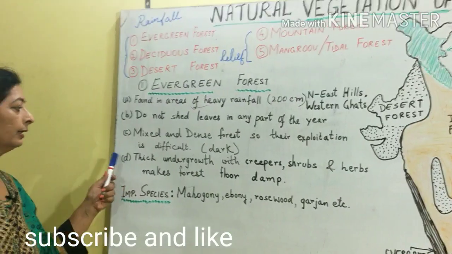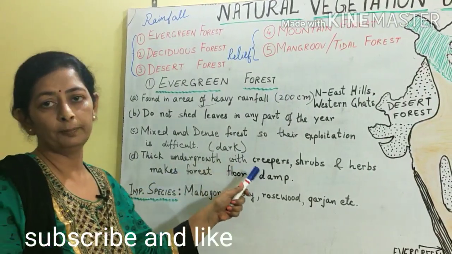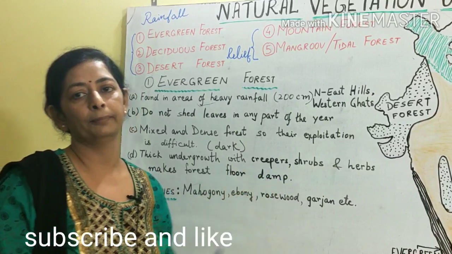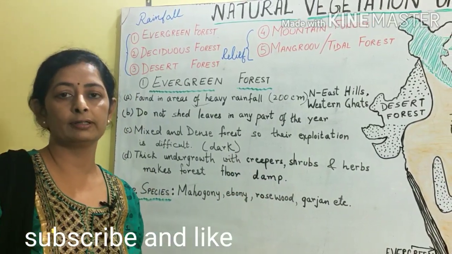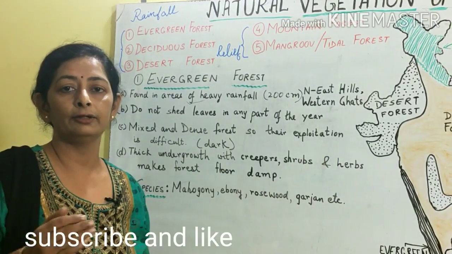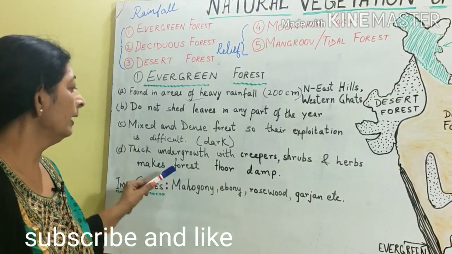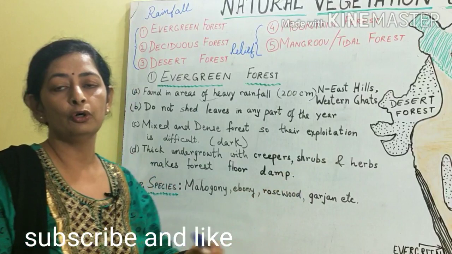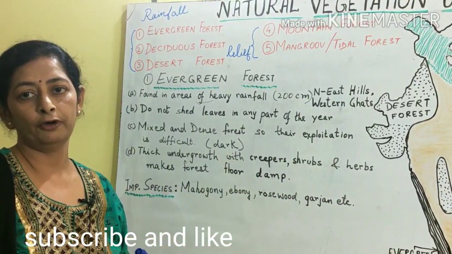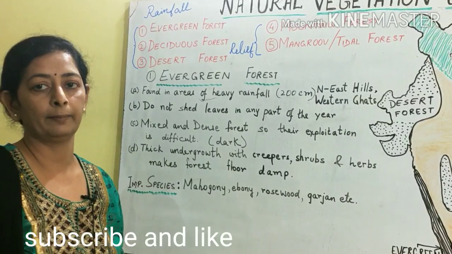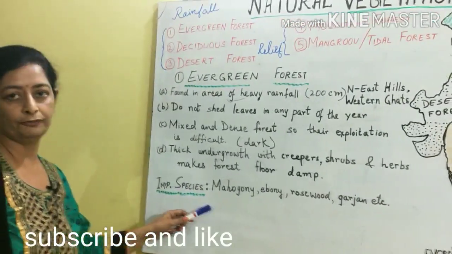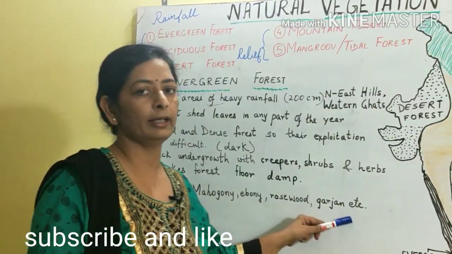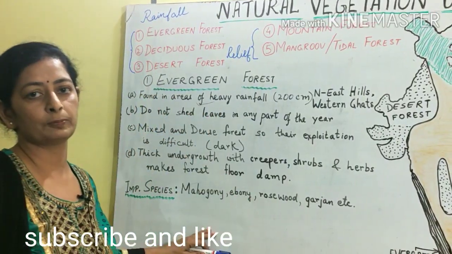Fourth characteristic is they have thick undergrowth with creepers, climbers, shrubs and herbs, and this makes the forest floor damp. First reason, as I told, is that the canopy of the tree does not allow the sunlight to penetrate. The second reason is that the forest floor is covered with creepers, climbers, shrubs and herbs. So the forest floor remains wet and damp. Important species of trees found in these forests are mahogany, ebony, rosewood, gurjun, etc. There are many more, but these are the important species of trees.